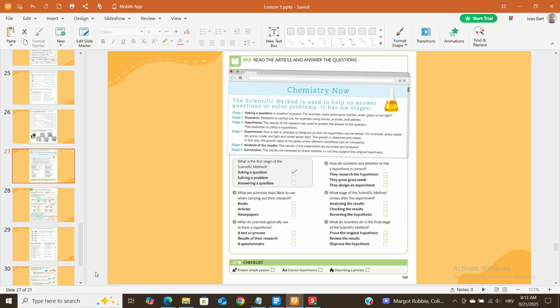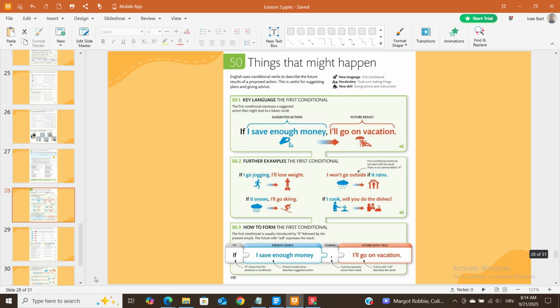Checklist. Present simple passive. Science experiments. Describing a process. 50 Things that might happen. English uses conditional verbs to describe the future results of a proposed action. This is useful for suggesting plans and giving advice. 50.1 Key language. The first conditional. The first conditional expresses a suggested action that might lead to a future result.